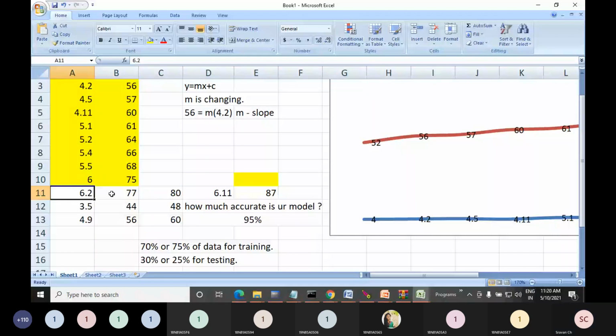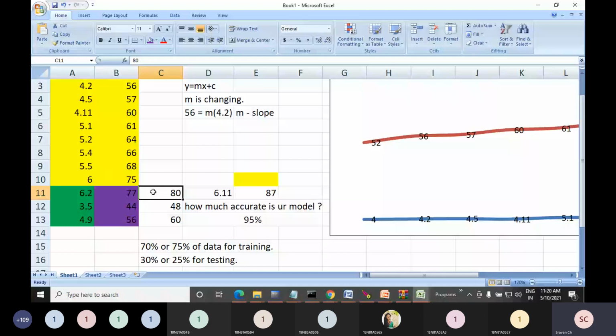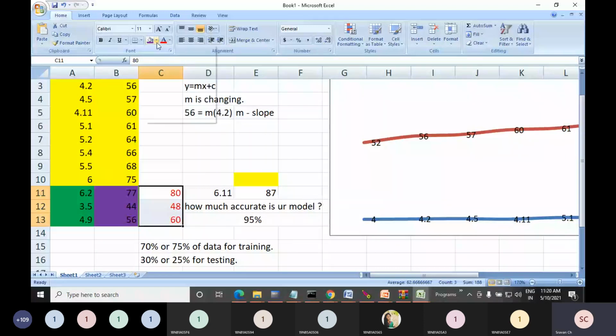So please observe this. Height is 6.2, right? This is my test data, this is my test data's actual output, and this is the output generated. So there is a difference, right? Actually it should be 77, but I got 80. 44, I got 48. 56, I got 60. In all three cases it is different.